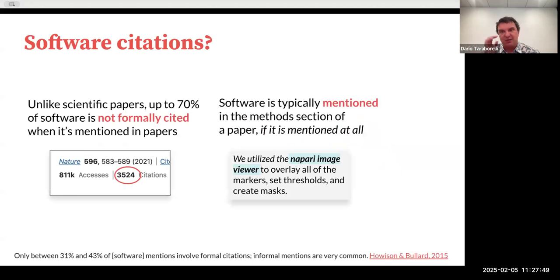I'm not going to spend too much time on this, but as we all know, software citations are not prevalent in science, despite the fact there are formal proposals on how to do this. The vast majority of scientific papers do not formally cite software, and when software is referenced, it's typically just mentioned informally in the methods section of a paper, if it's mentioned at all, but typically not in a way that is machine readable or easily extractable from a paper.